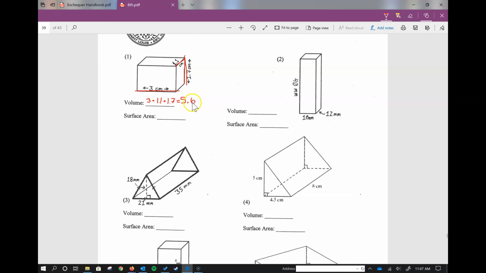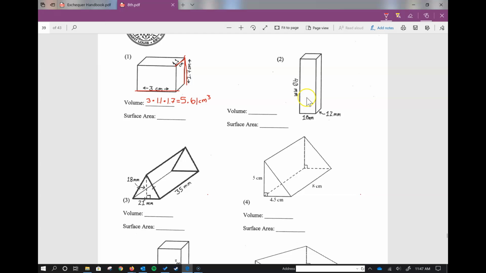The answer to this one, 3 times 1.1 times 1.7, is 5.61. Let's remind ourselves about the units. All these measurements are in centimeters, so we're going to put centimeters, and then since we're multiplying 3 things together, it's to the 3rd power. Volume is always to the 3rd power.